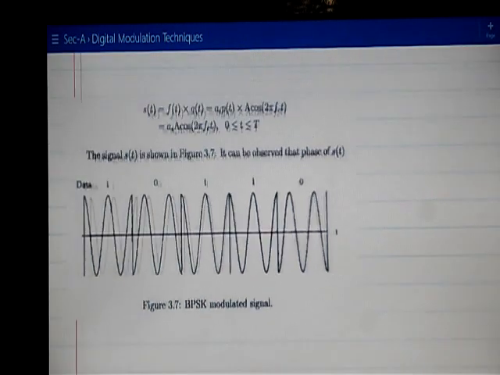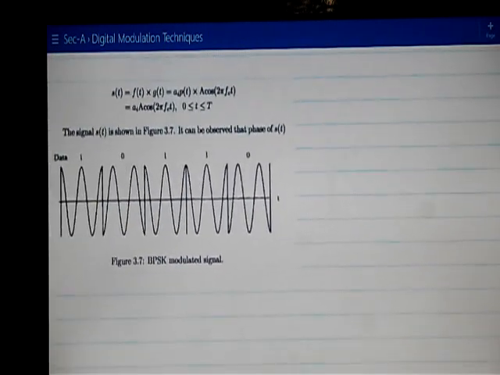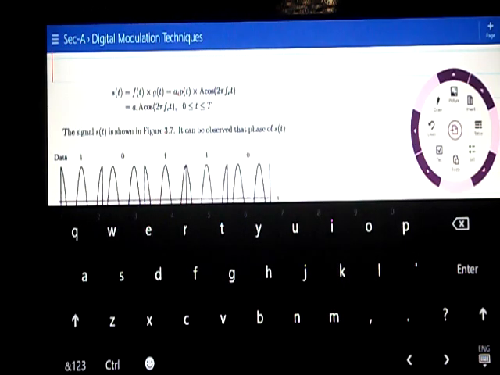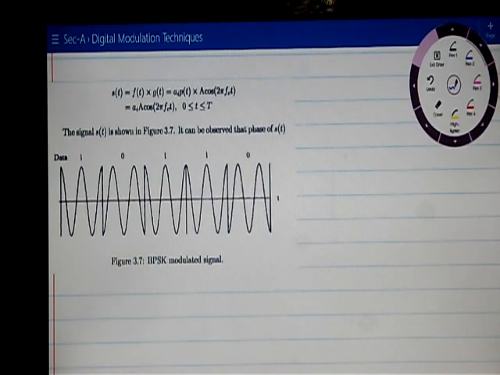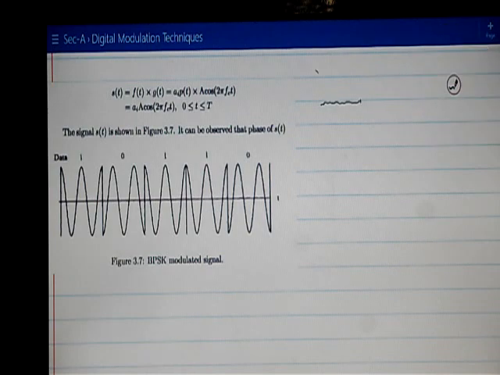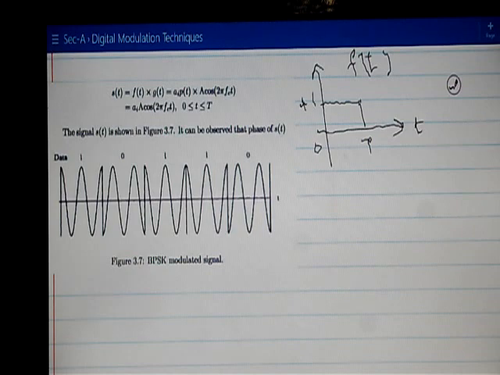Now how can you get this figure? If you see, this is the product of cos and the modulated signal, which is the product of f of t and g of t. Suppose your f of t is 1, I draw it here. For 0 to T, this is f of t. For the first interval, your f of t is +1.